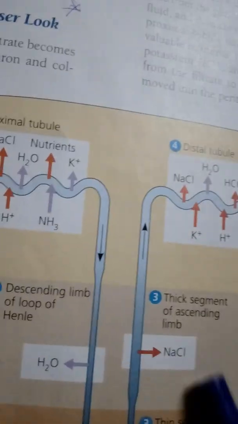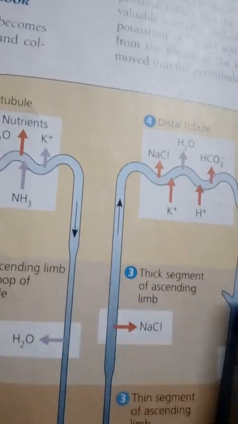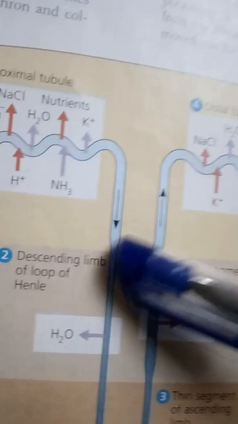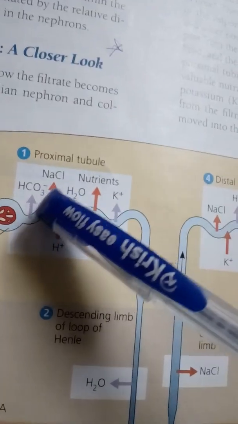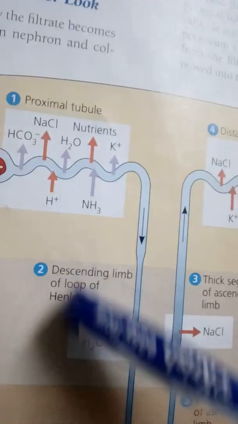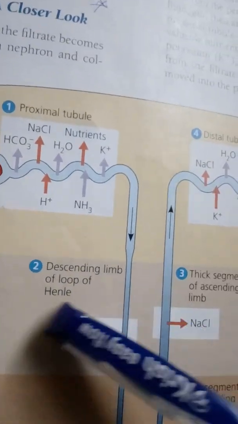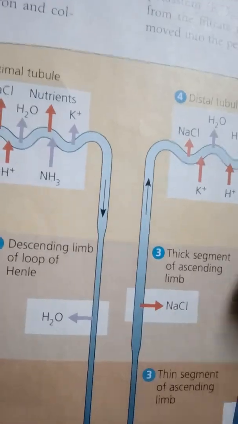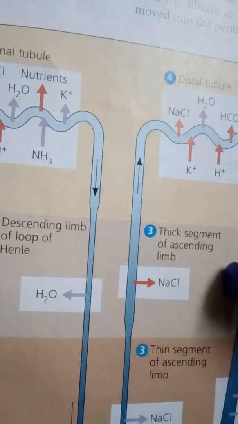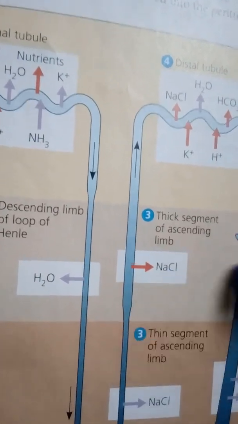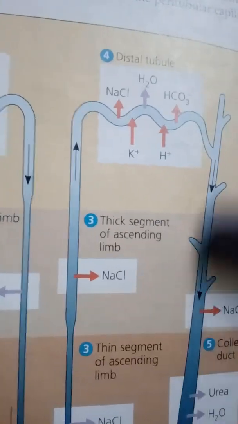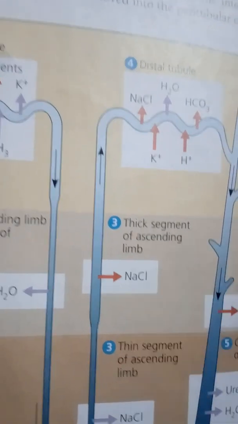Back to the nephron and collecting duct: regional functions of the transport epithelium. Proximal tubule, descending limb of the loop of Henle, distal tubule, thick segment of the ascending limb, thin segment of the ascending limb, and the fifth stage is the collecting duct.